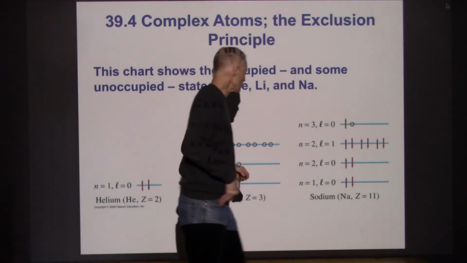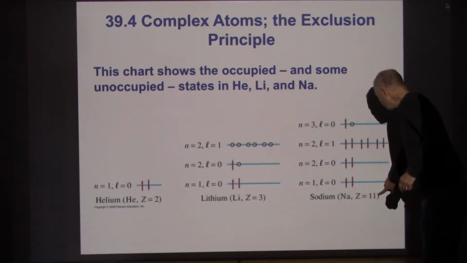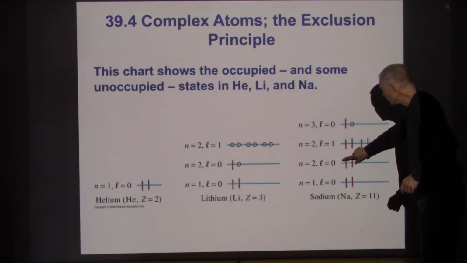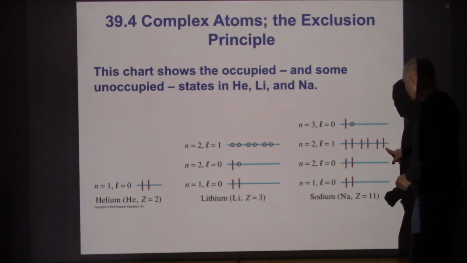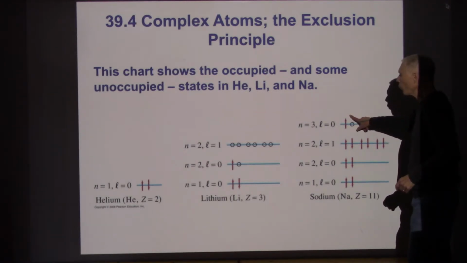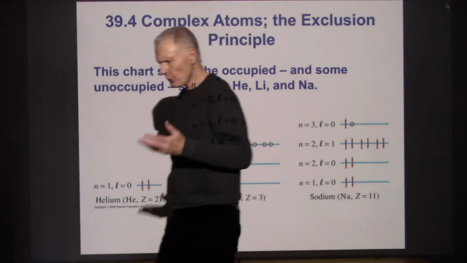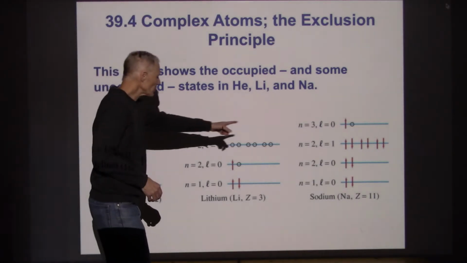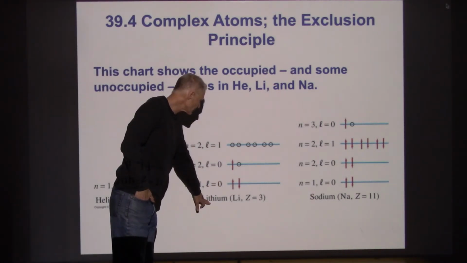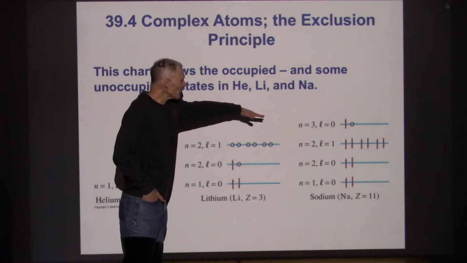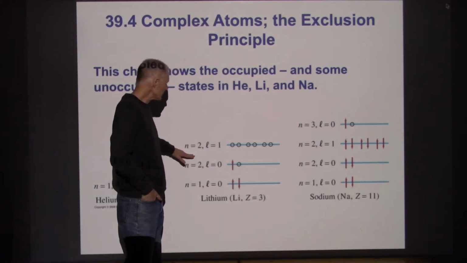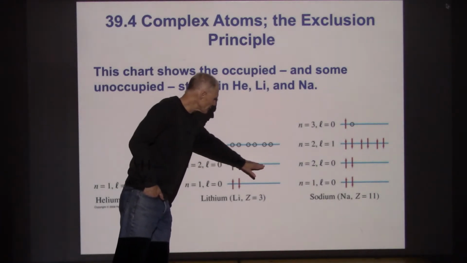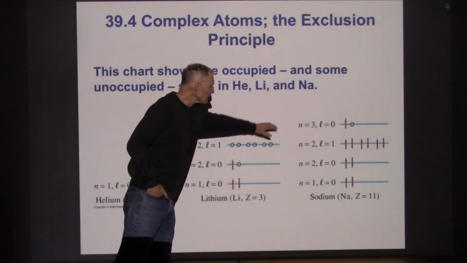Now jumping ahead to sodium, which is element number 11, that would be 2 in the 1s state, 2 in the 2s state, 6 in the 2p state, and then 1 in the 3s state. So sodium is right below lithium in the periodic table. Why are they lined up like that? Because sodium is following the same pattern as lithium, except sodium is starting out at energy level 3, whereas lithium is starting out at energy level 2.